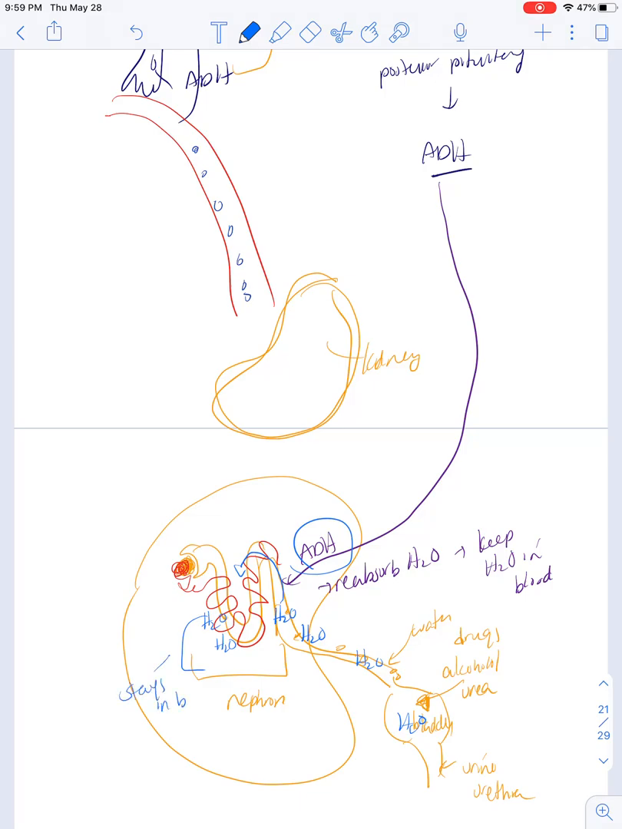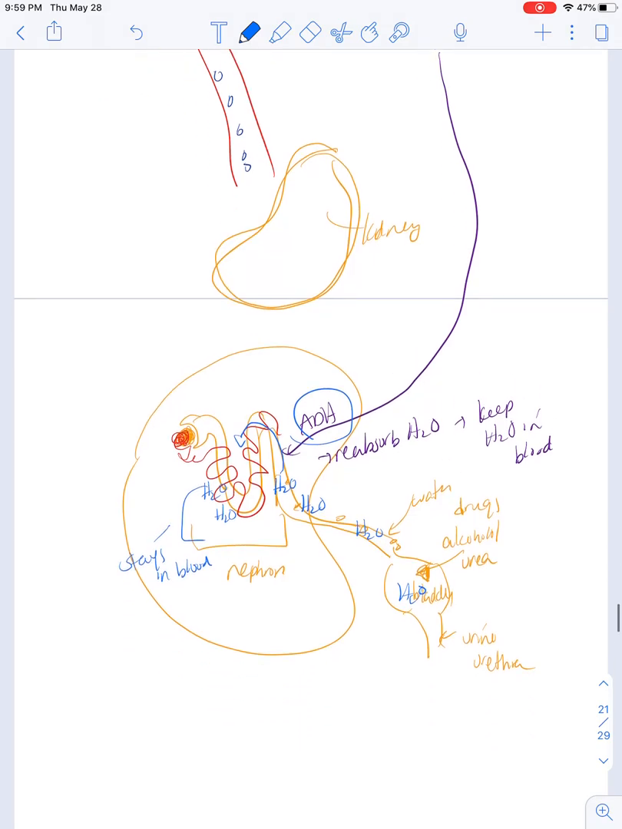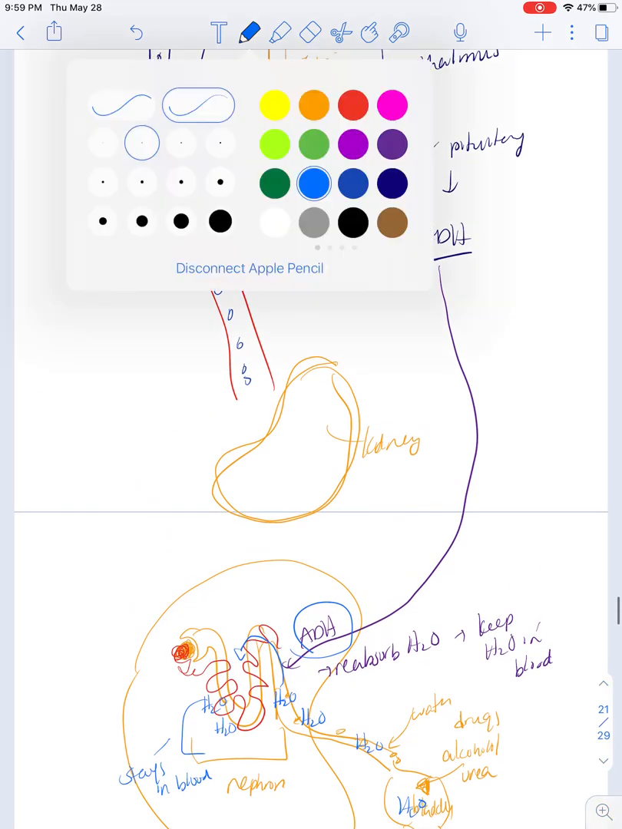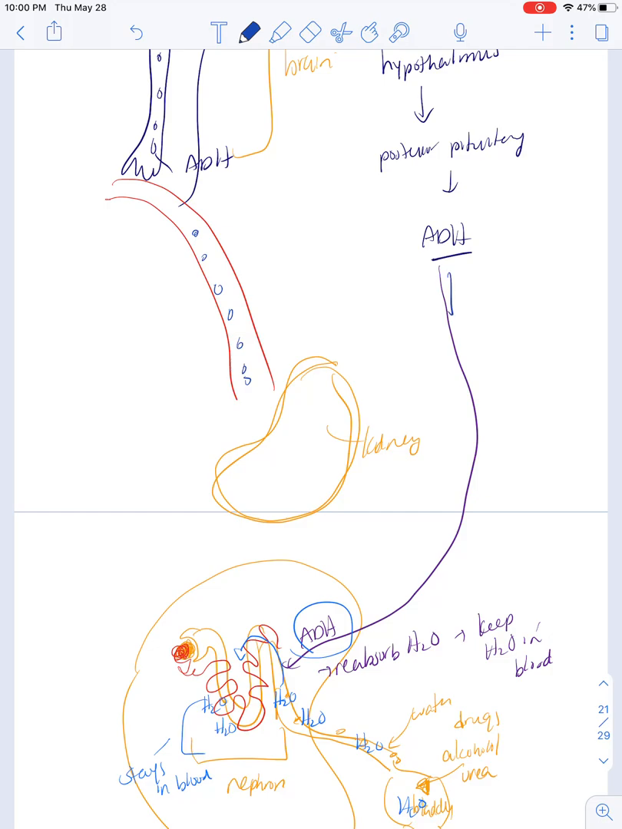Because it's staying in the blood, are you going to pee more or pee less? ADH increases H2O reabsorption. So guess what? You pee less, because you're keeping water in the blood. That's what ADH does.